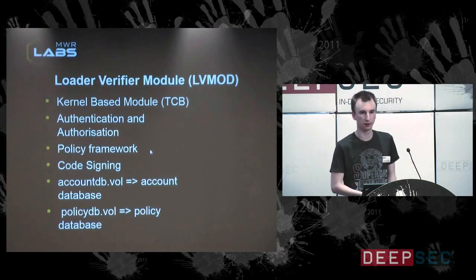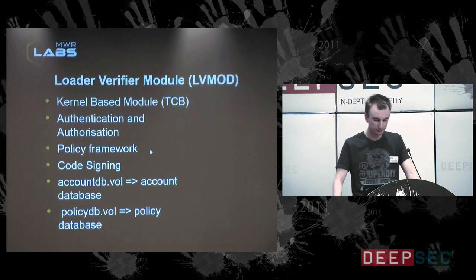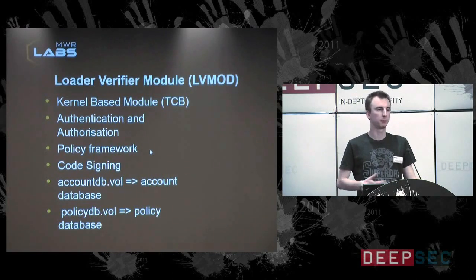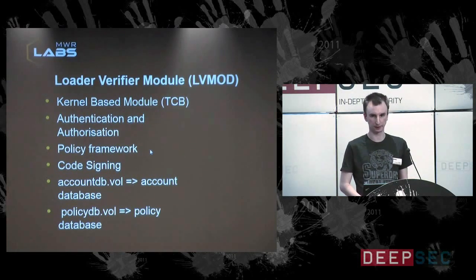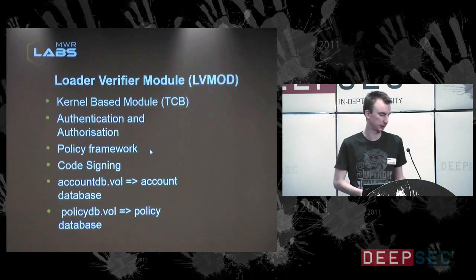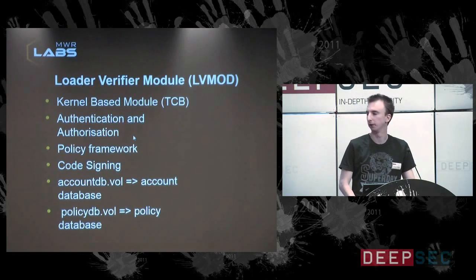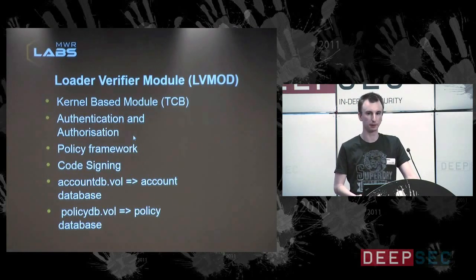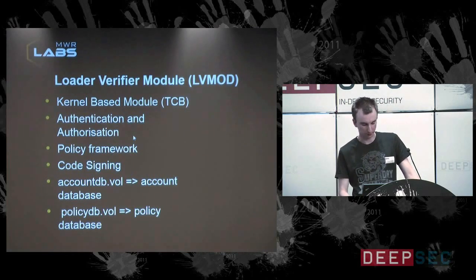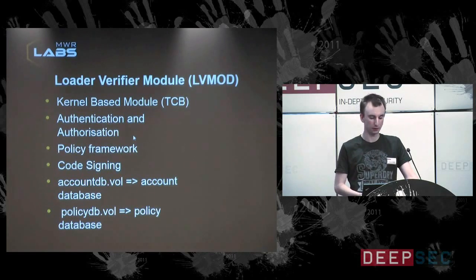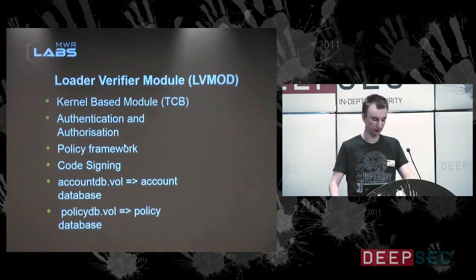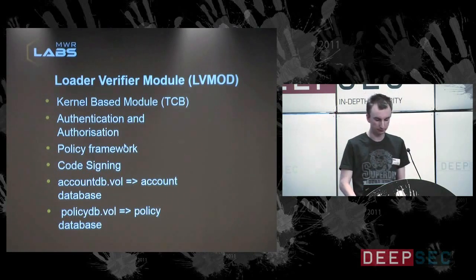So this is controlled in the kernel. There's a module in the kernel, the loader verifier module, which controls all the authentication and authorization on the device. It's the centralized gatekeeper for security on the phone itself. So it uses the policy framework, policy entries, which I'll talk about in a second, to determine the authentication and authorization on the phone, and uses the code signing as well.